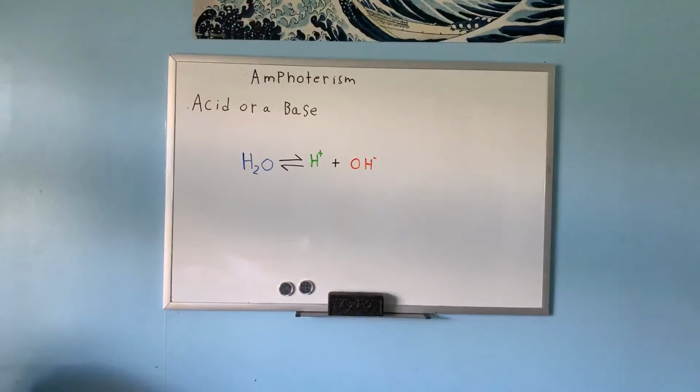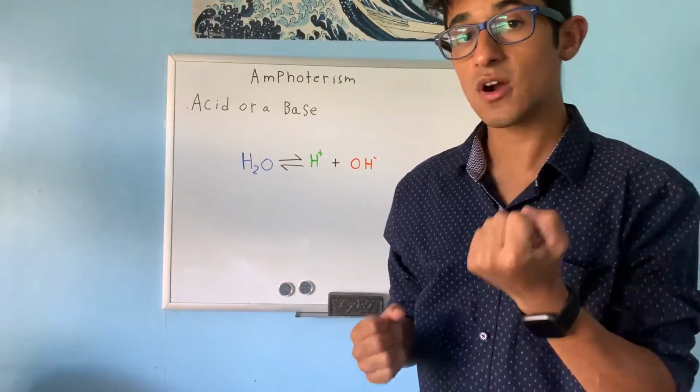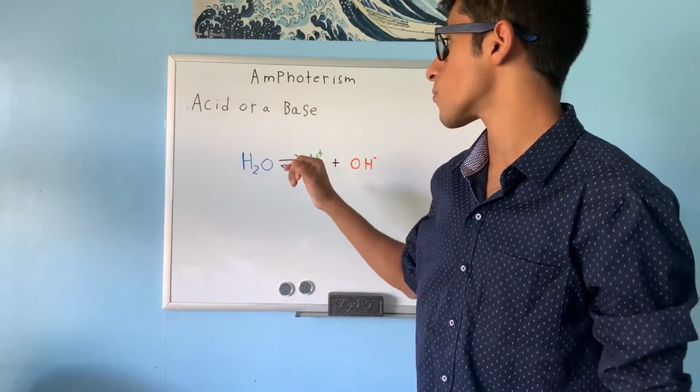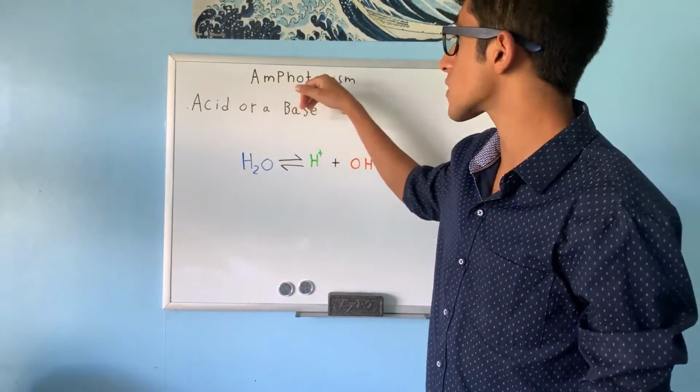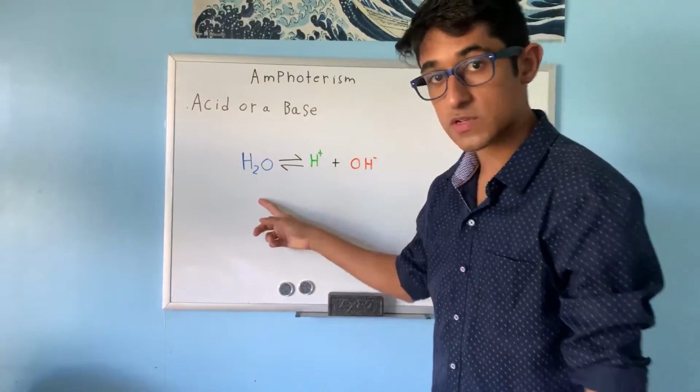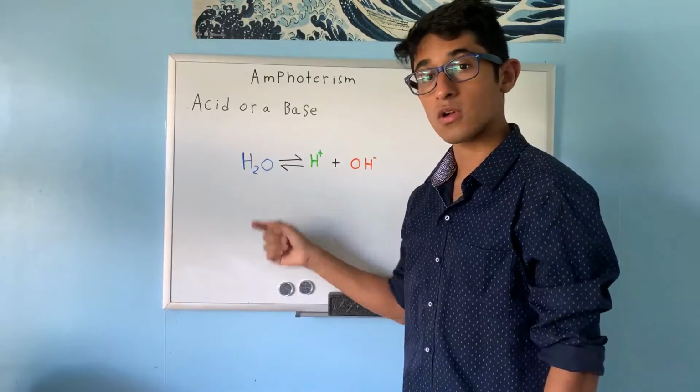Remember that substances can either act as an acid or a base. However, there are a few substances that can act as both. These are called amphoteric substances. They act as an acid or a base. The most common example of an amphoteric substance is H2O.